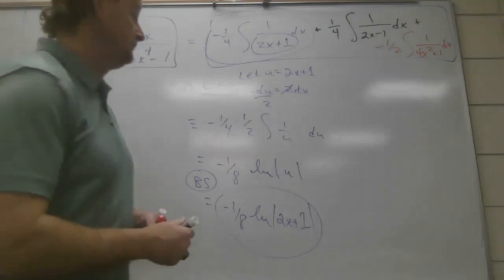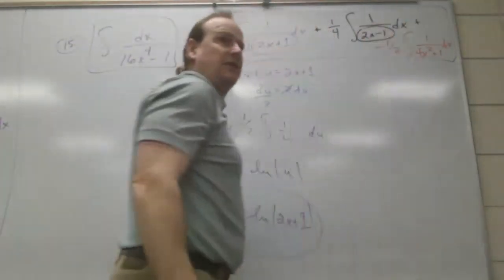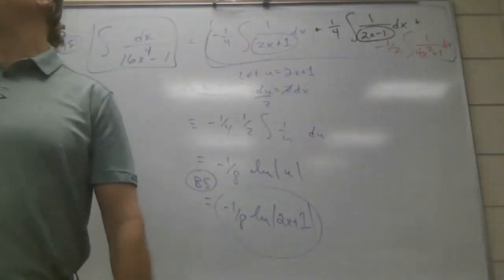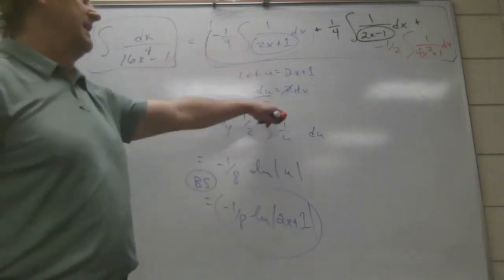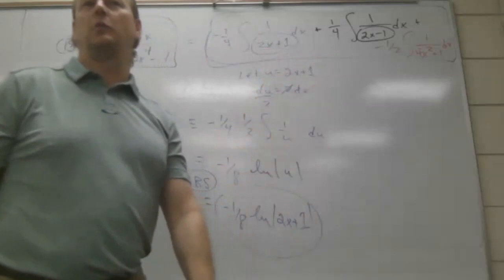So then guess what? I can do it with the second one. Now the second one I'm going to do a lot quicker. I'm going to do this in my head, and I'm going to talk through how I think about it. So I could do the exact same thing I just did, except let w equal 2x minus 1.